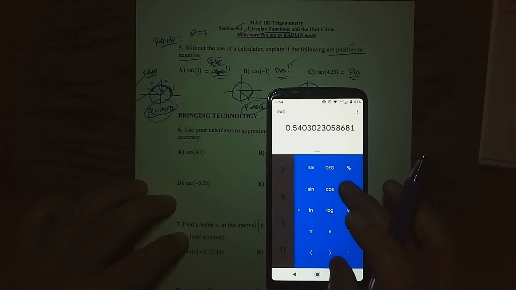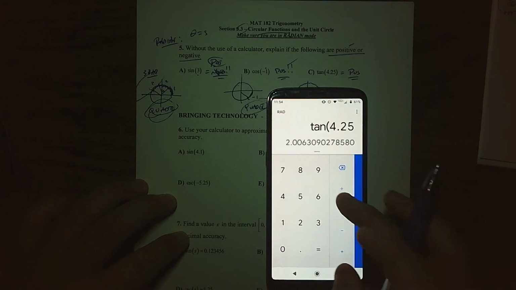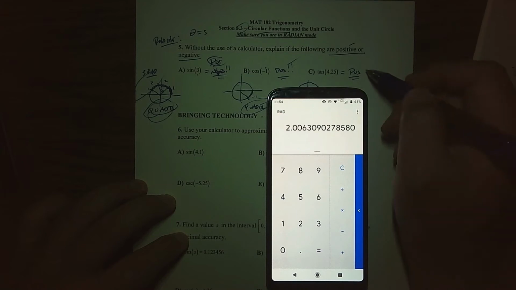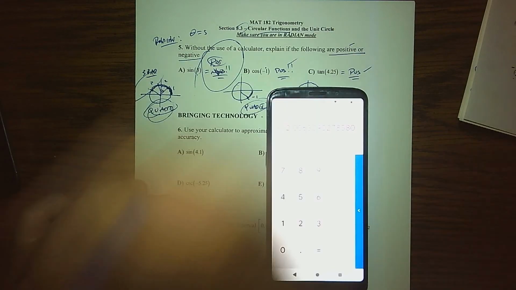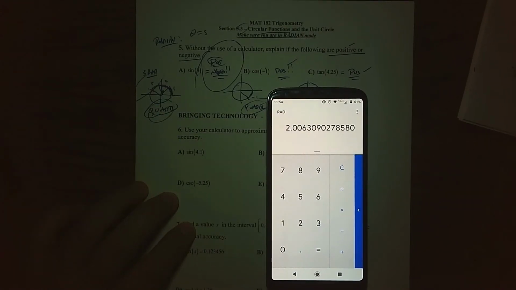And then the last but not least, the tangent of 4.25, right? Let me close those and set it equal. And what we get is a nice positive value. So sorry about that. I screwed that up. I had a nice picture, had the right quadrant, and I just said the wrong thing. And then the technology kind of helped me out. All right, so that's how you would argue that.